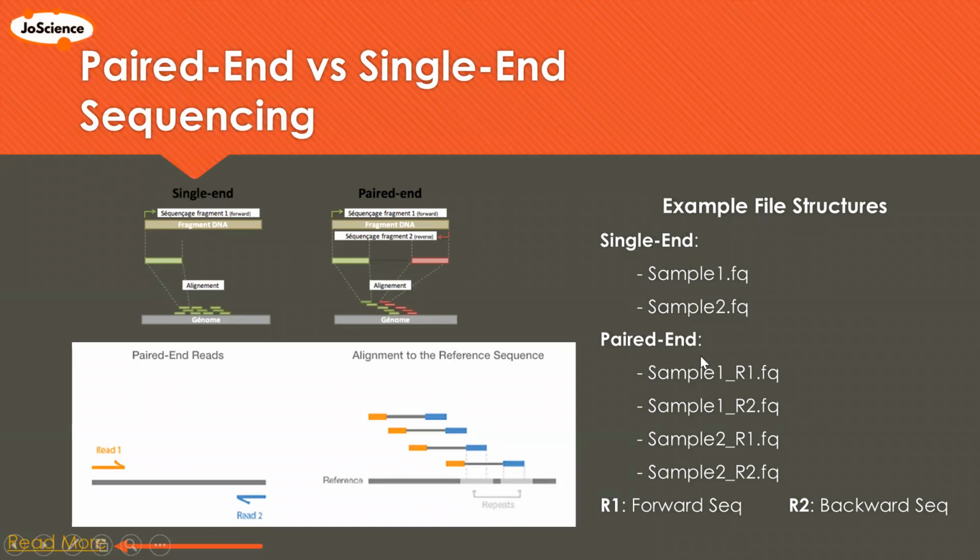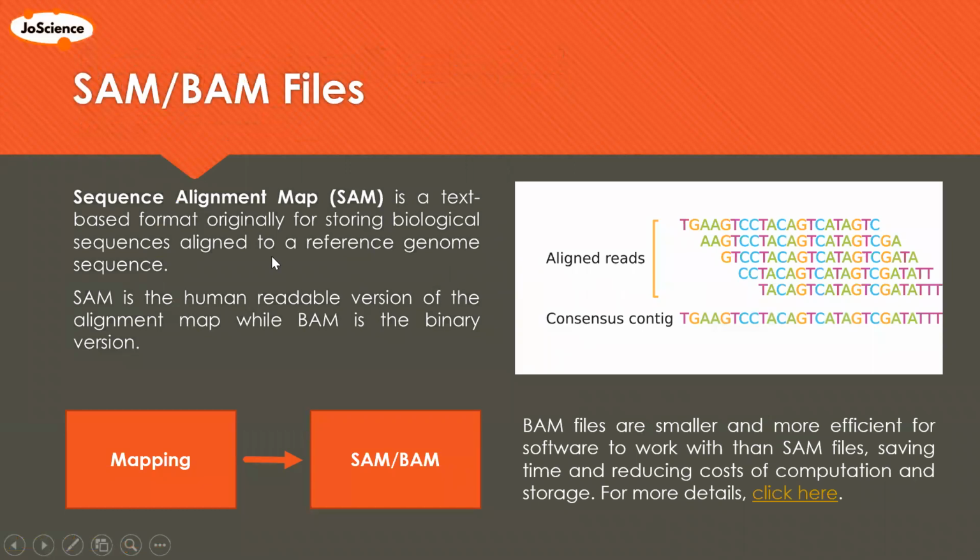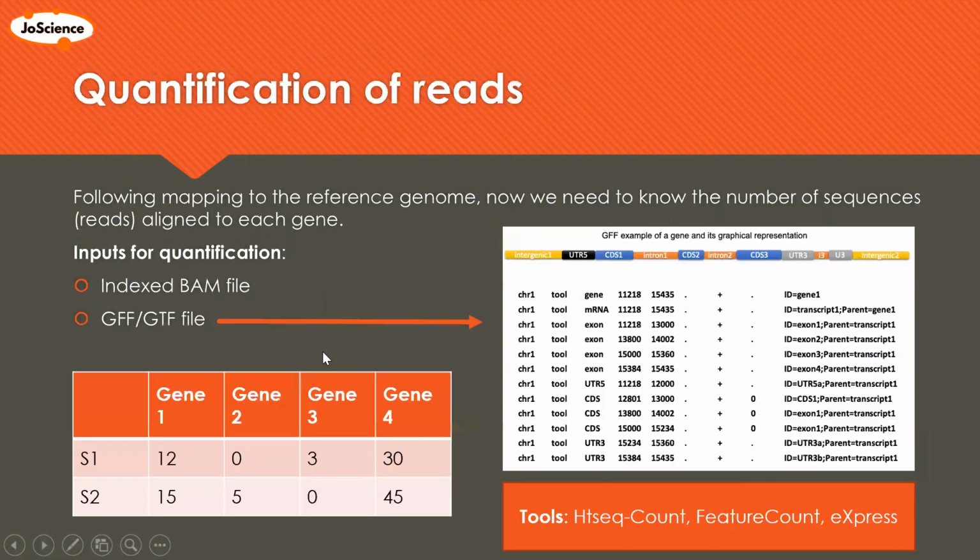When referring to the file structures, in the case of paired-end sequencing, if we are comparing the gene expression of two samples, we will have two individual FASTQ files for each sample, one referring to the forward reads and the other referring to the backward reads. We have said that all of the alignments are stored in the sequence alignment map, the SAM or the BAM files. Following the SAM and BAM file production, we should quantify the fragments that have been mapped into the reference genome.